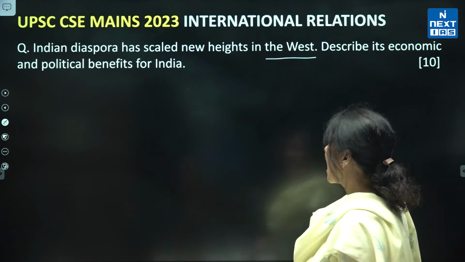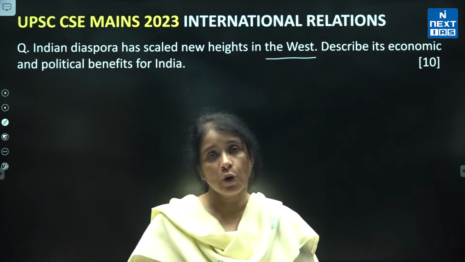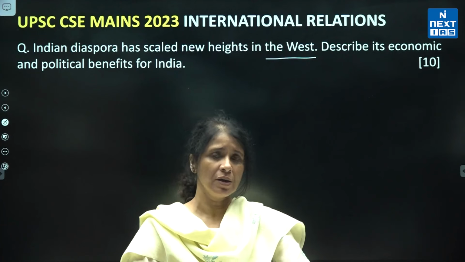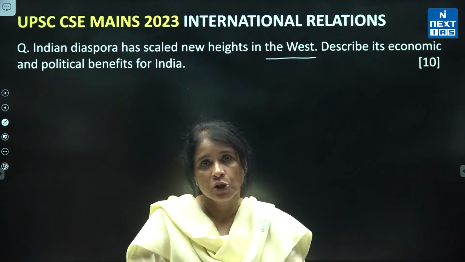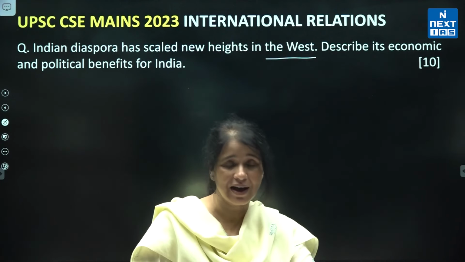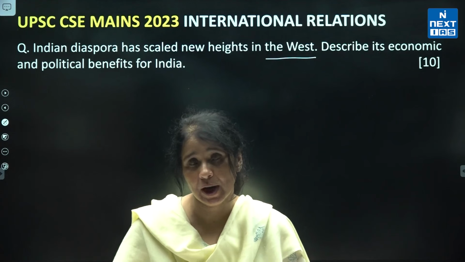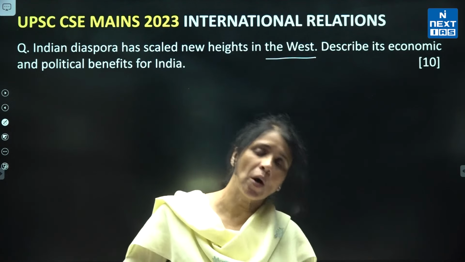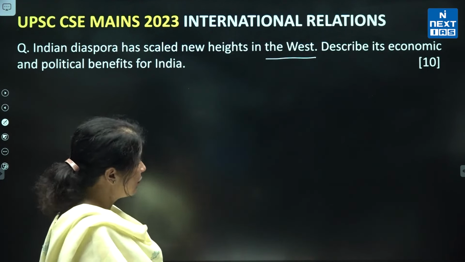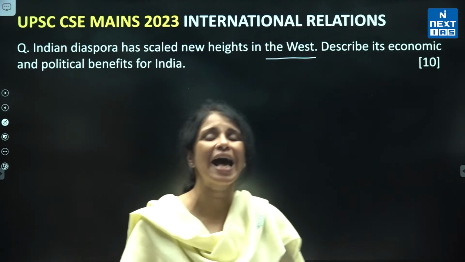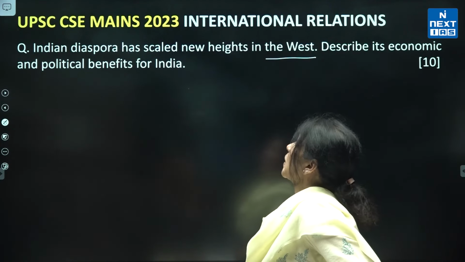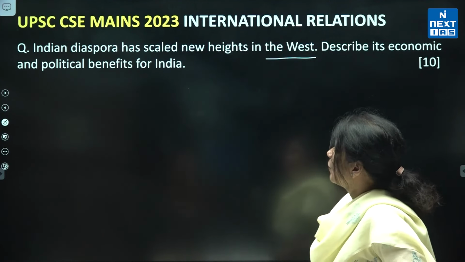So Indian diaspora has scaled new heights in the West. Geographically, keeping with the trend, they are asking you questions with respect to diaspora related to certain geography. In 2020 also they asked a similar kind of question where they asked about the role of Indian diaspora in the economics and politics of US and Europe, and this time the term used is the West. So we can see some kind of a similarity. Now, Indian diaspora has scaled new heights in the West. Describe its economic and political benefits.